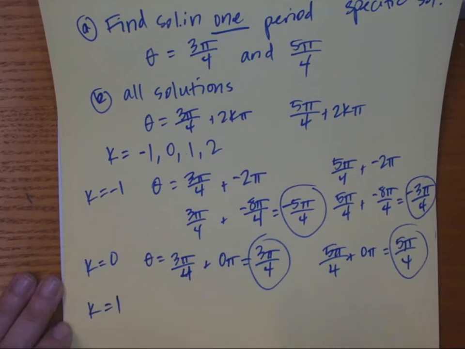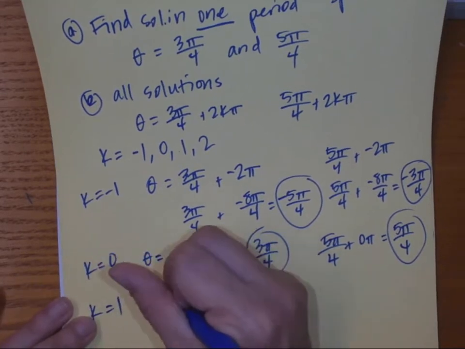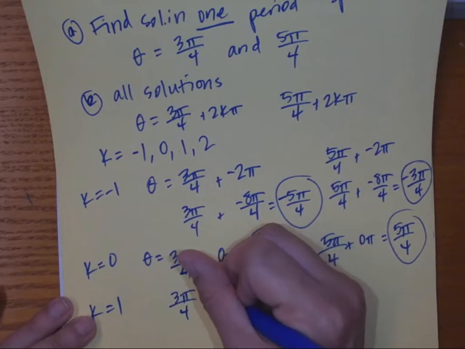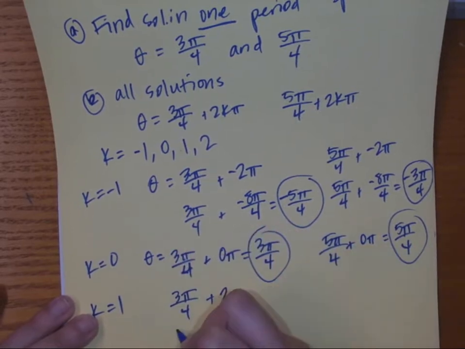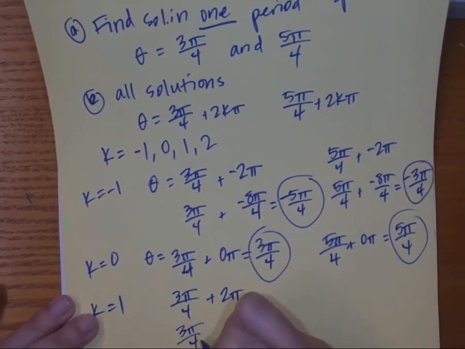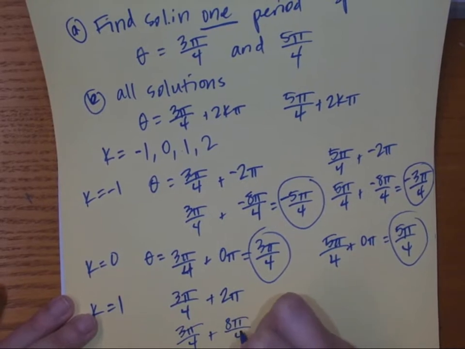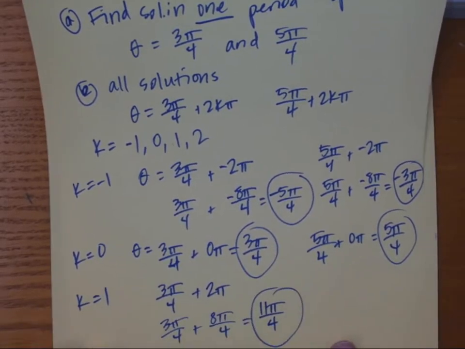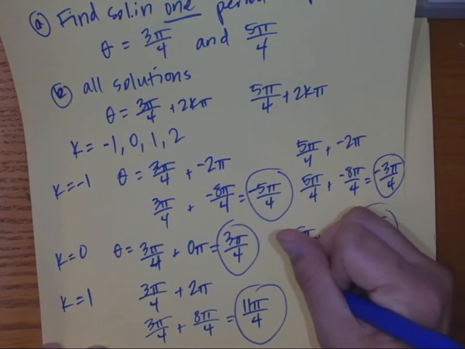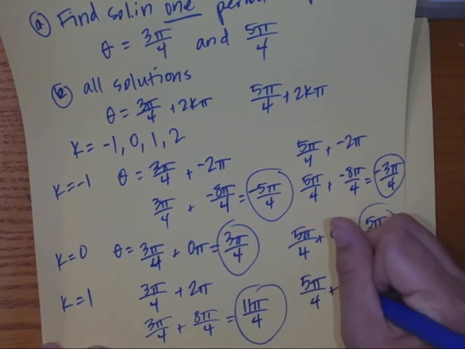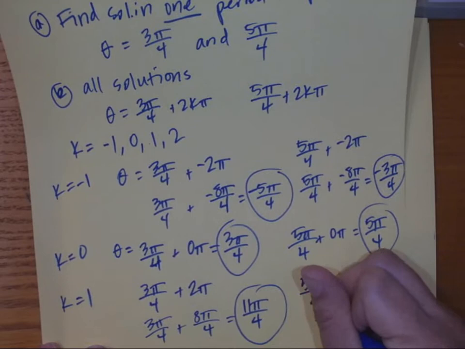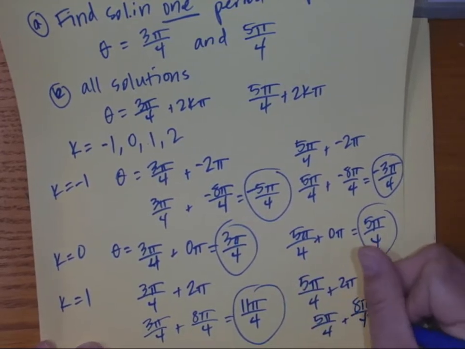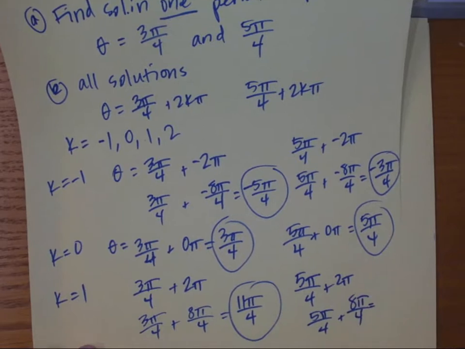For k equals 1, 3 pi over 4 plus 2 times 1, 2 pi, is the same thing as 3 pi over 4 plus 8 pi over 4, which would be 11 pi over 4. Same thing over here, 5 pi over 4 plus 2 pi is the same thing as 5 pi over 4 plus 8 pi over 4, which would be 13 pi over 4.